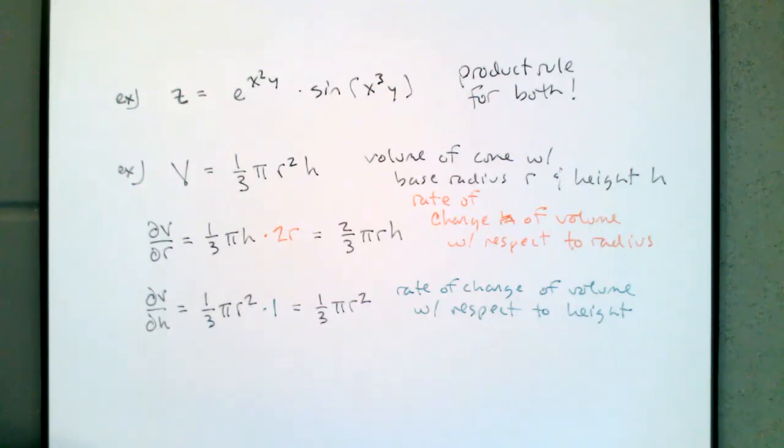So it's not a choice between regular derivatives or partial derivatives. That's determined by the function that we're looking at. Got a function of two variables, we have to use partial derivatives. We only have partial derivatives available. There are no regular derivatives here.